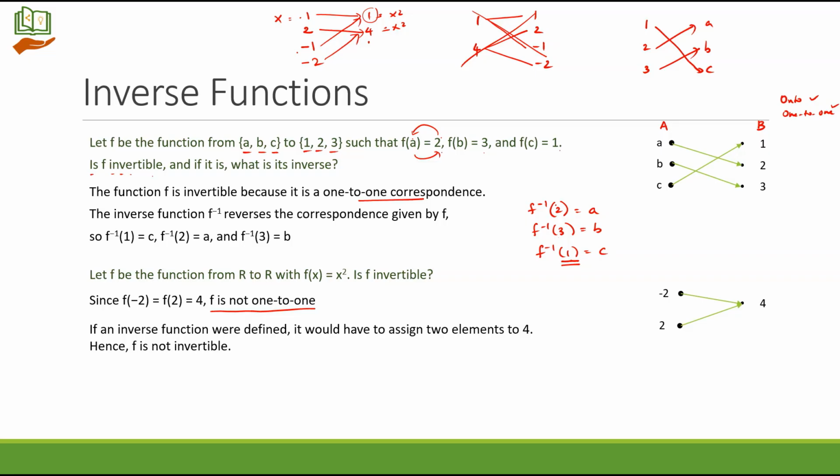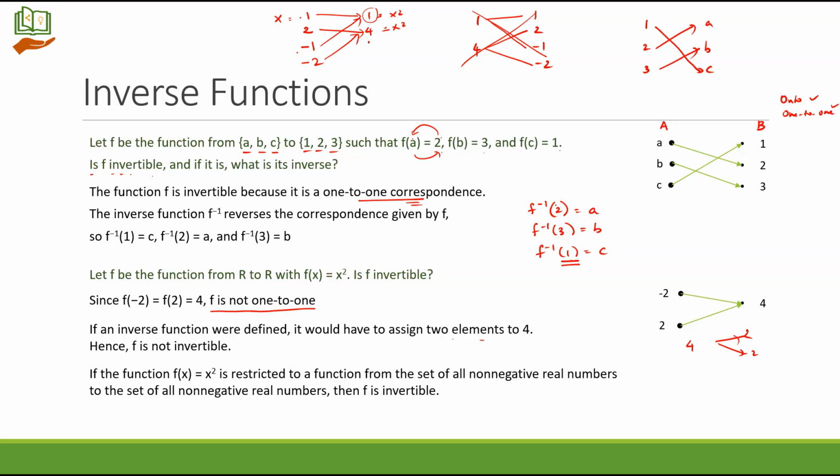When you have 2 values from the codomain, that is wrong. If we define an inverse function, we should assign 2 elements to 4 as per this example. If we have 4 here, 2 and minus 2, it should be assigned in this way, which is actually not a function at all. So, we can say f is not invertible. This is the reason why they say one-to-one correspondence alone will give invertible functions. When they don't have one-to-one correspondence, if you try to invert them, you will end up with something that is not a function.